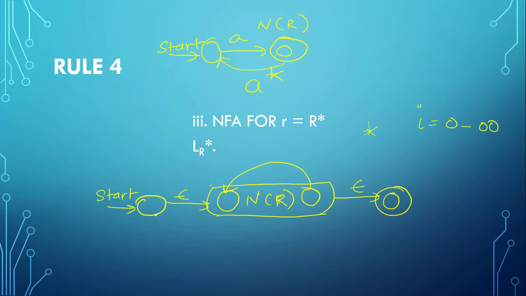And another transition that we need to take care of is from the start state, we need to connect the final state over epsilon, since star produces epsilon as one of the empty strings. Epsilon is one of the smallest valid strings which needs to get validated via NFA. So from the start state it will directly go to the final state without traversing through the NFA of R.